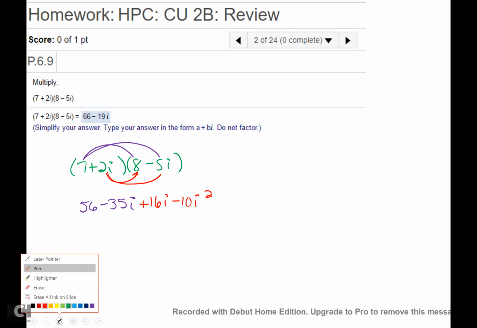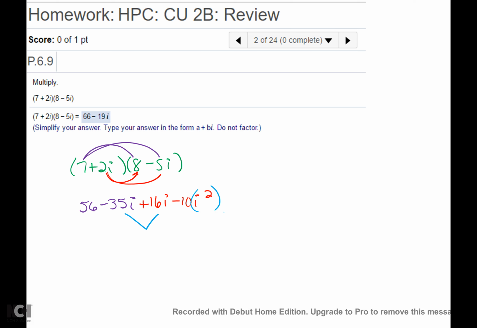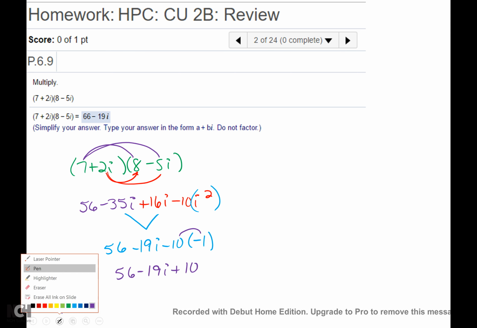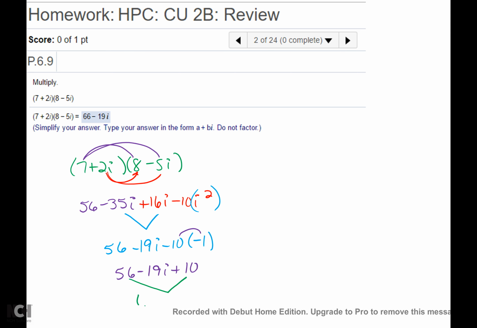Positive 2i times negative 5i is negative 10i squared. We're going to combine like terms and replace i squared. That's going to give me 56. I have negative 35 plus 16 is negative 19i minus 10 times negative 1. So if I simplify that, I'm going to have 56 minus 19i plus 10. Combine like terms one last time, and I have 66 minus 19i.